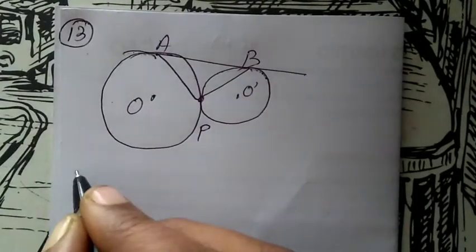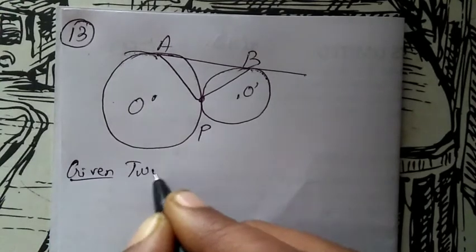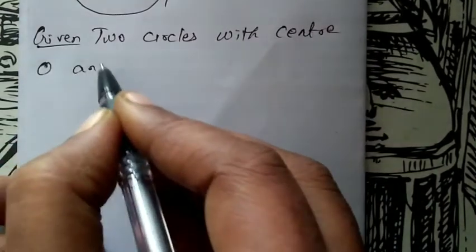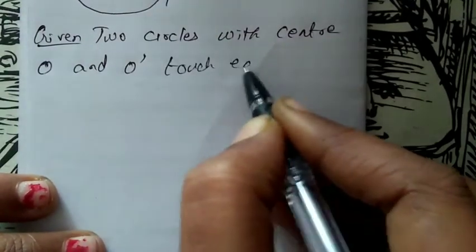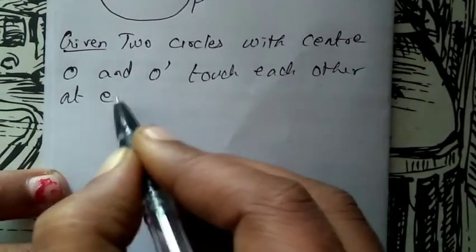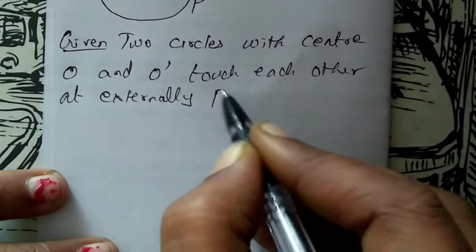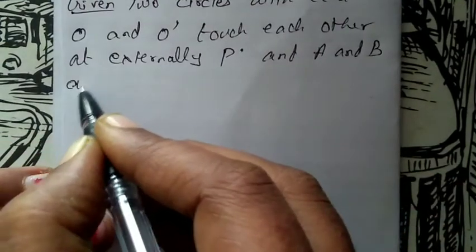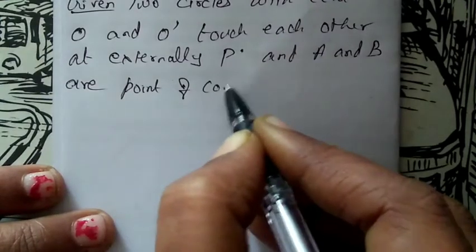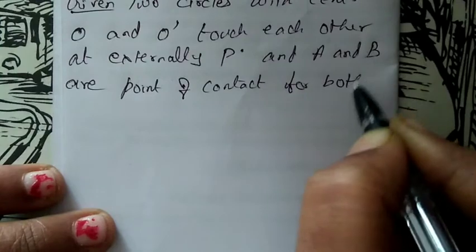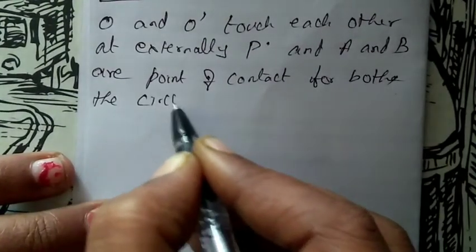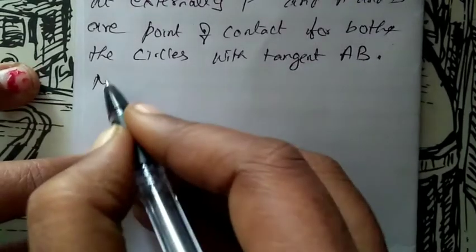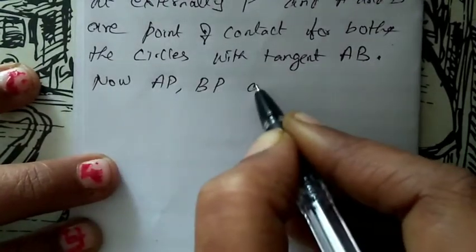So now what is given for us? Given two circles with center O and O dash touch each other externally at point P, and A and B are point of contact for both the circles with tangent AB. Now AP, BP are joined.